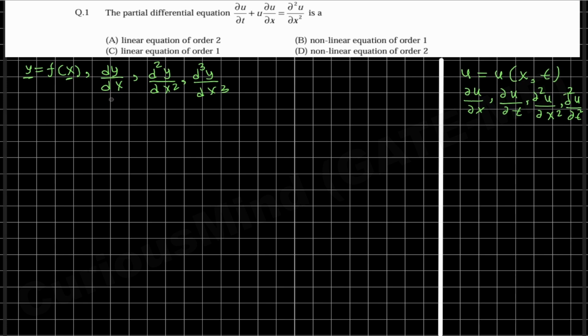We can write the orders of these exact derivatives. The order of the first exact derivative is 1. The order of second exact derivative is 2. And the order of third exact derivative is 3. And so on. We can write the orders of higher order derivatives in the same manner. Now, similarly, we can write the orders of these partial derivatives also.